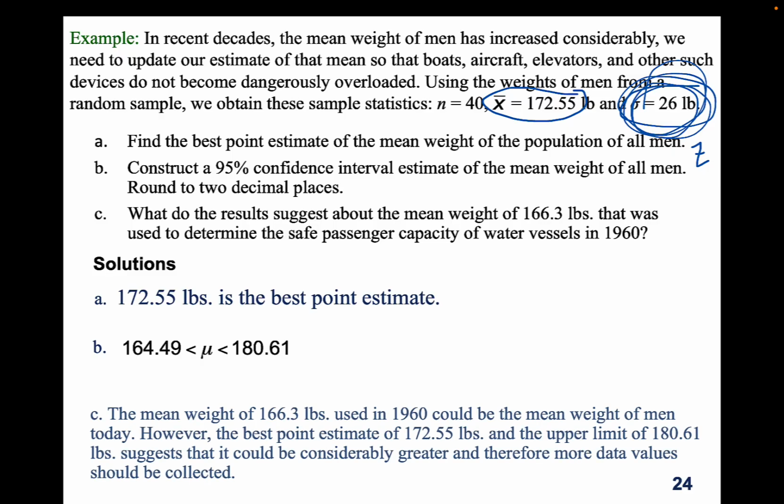We would want to say something like the mean weight of 166.3 pounds used in 1960 could be the mean weight of men today. However, the best point estimate of 172.55 and the upper limit of 180.61 pounds suggests that it could be considerably greater, and therefore more data values should be collected.